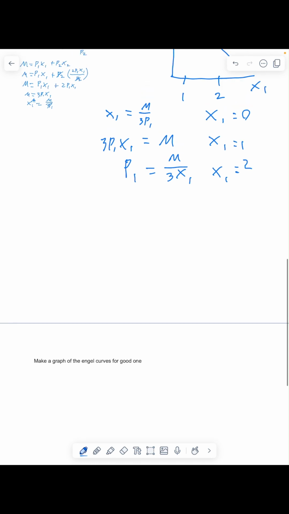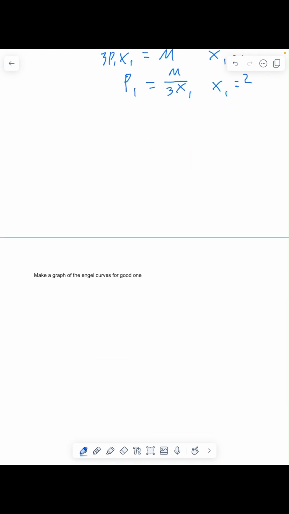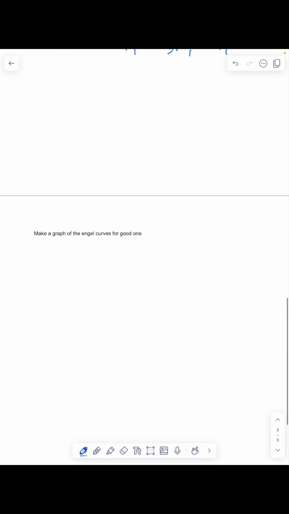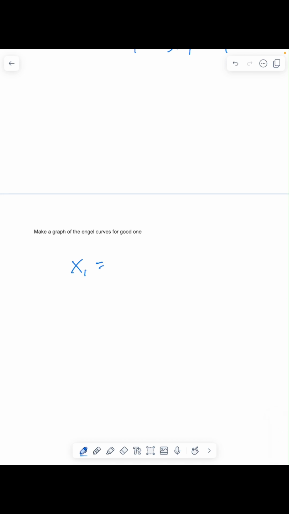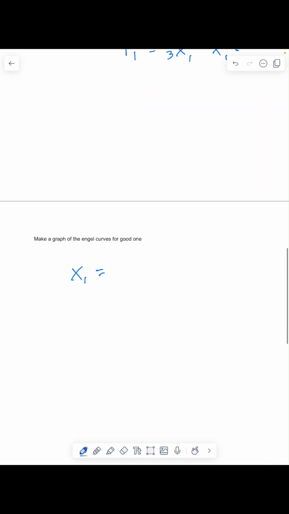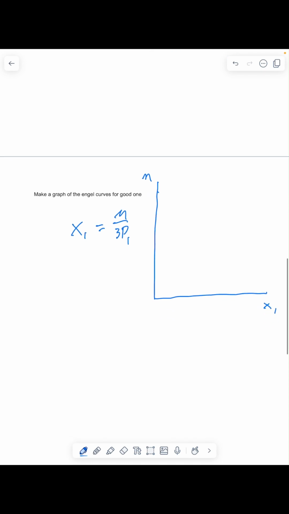We're going to be looking at a similar concept here for the Engel curves, a good one. Engel curves, a good one, however you want to pronounce it. So we're going to use our demand from earlier. We have x1 equals m over 3p1. Now, in this case, we actually want to leave m as the isolated variable on the y-axis and still leave it in terms of good 1. So this is going to be very simple. All we're going to do is multiply by 3p1, and we're going to be left with m equals 3p1x1.